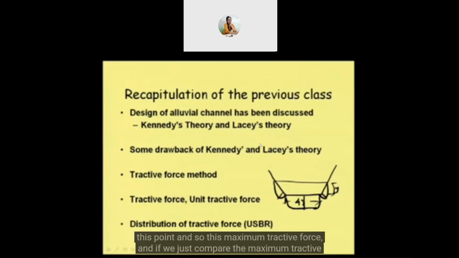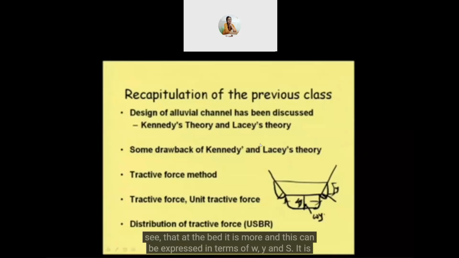If we compare the maximum tractive force at the bed and at the side, we can see that at the bed it is more. And this can be expressed in terms of w, y, and S. Here w is the unit weight of water, then y the depth, then S the bed slope.